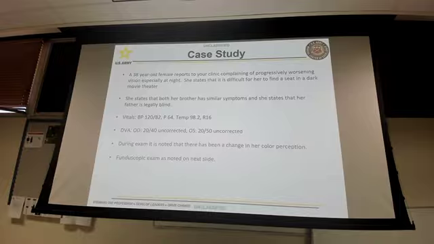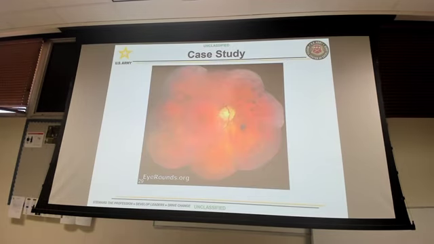The vitals are there. Visual acuity is 20/40 in the right eye, 20/50 in the left. And during the exam, there are noted changes to color perception. And this is what her fundus looks like. What are we thinking?